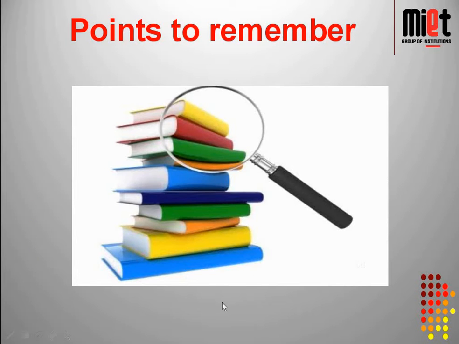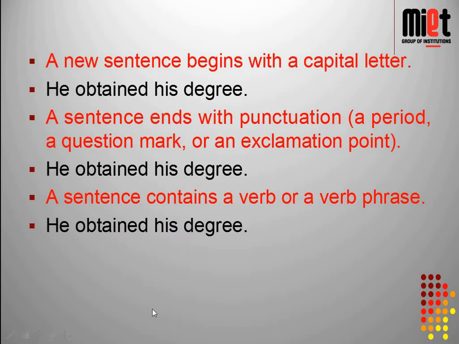Next, we are going to discuss certain points to remember while structuring a sentence. So students, a new sentence always begins with a capital letter. Like he obtained his degree, so H is capital here. A sentence ends with punctuation, a period, a question mark or an exclamation point. For example, if it is a simple sentence, we use full stop. If it is an interrogative sentence, we use question mark, and in case of an exclamatory sentence, we use mark of exclamation. A sentence contains a verb or a verb phrase.